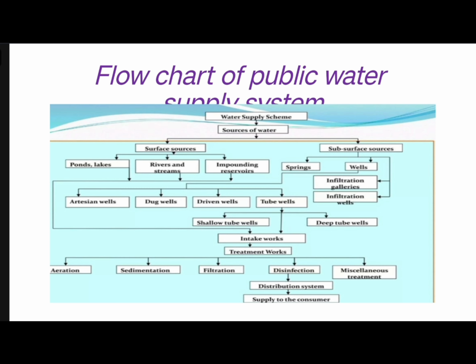And surface sources are the remaining excess water after infiltration, which flows on the surface and is stored in ponds, lakes, rivers and streams, etc. And the water from these sources is taken into intake works. Intake works means treatment works like aeration, sedimentation, filtration, disinfection, miscellaneous treatment, etc. After that treatment, the water goes into the distribution system, that means it is directly supplied to the consumer.